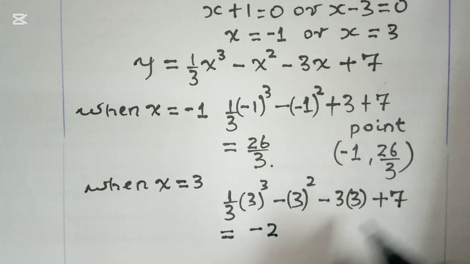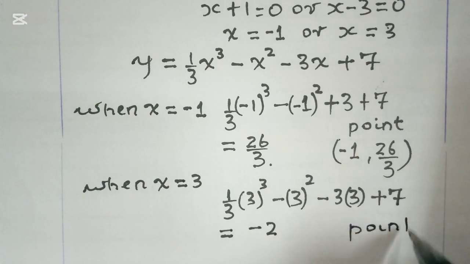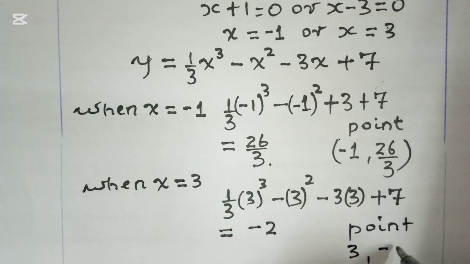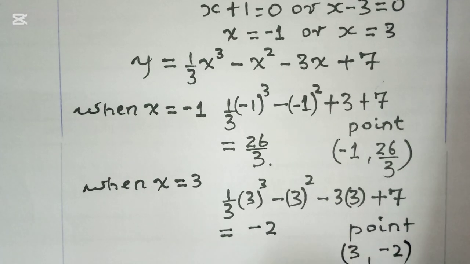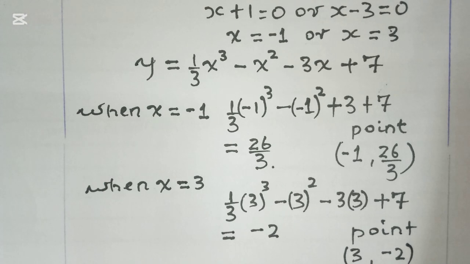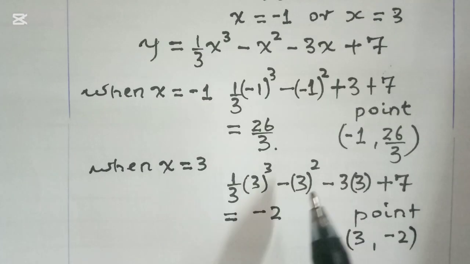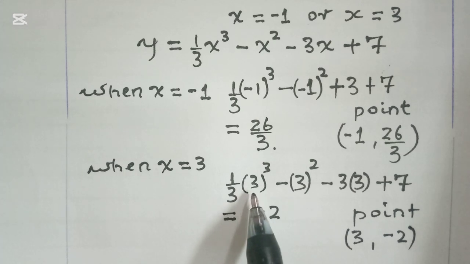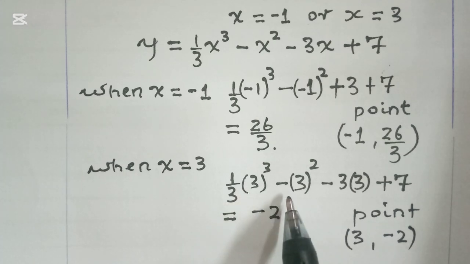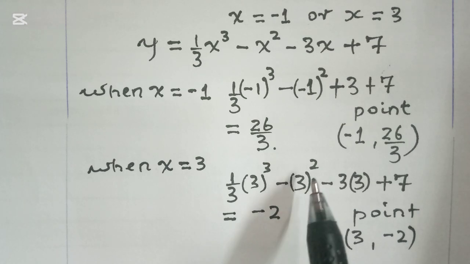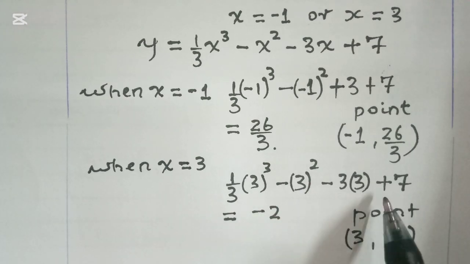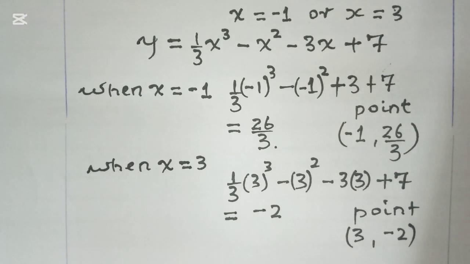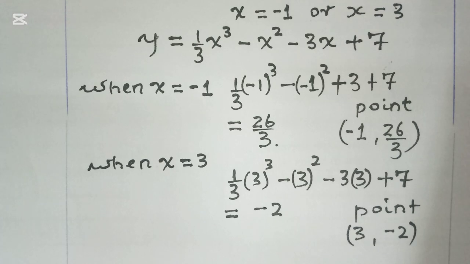And so guys, our point is (3, -2), like that. And I think it's even easy to find, because for this one you have 9 minus 9, which is 0, minus 9 plus 7, which is negative 2. So that one, guys, is easy to calculate.